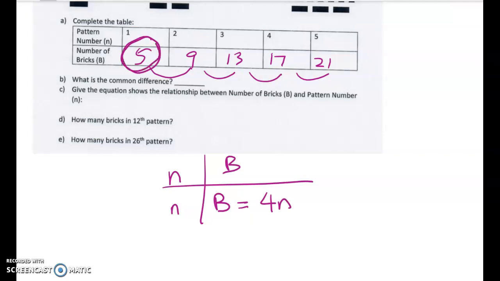But look at what's happening here. 4 ones are 4, but I want to get 5. I need to add on 1 again. Now it just turns out that it's adding on 1 in all of these. It's not always. Let's check that. 4 2s give me 8, but I need 9, so add 1. 4 3s give me 12. 12 plus 1 is 13. So there's my rule for that one. And you can work out these ones, and the answers are on Google Classroom.